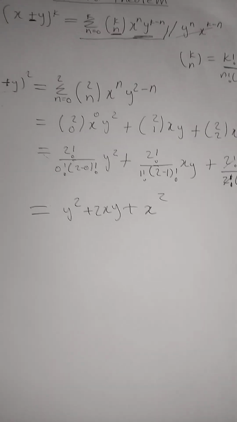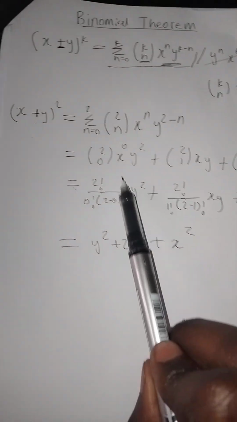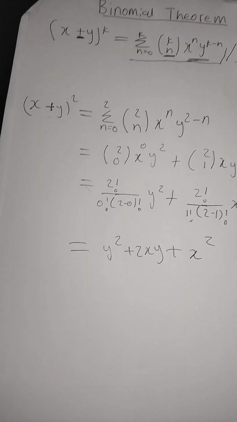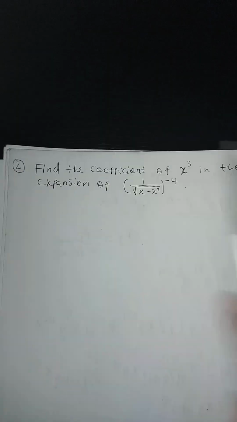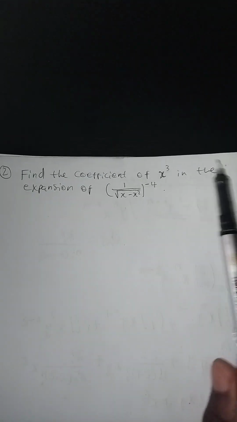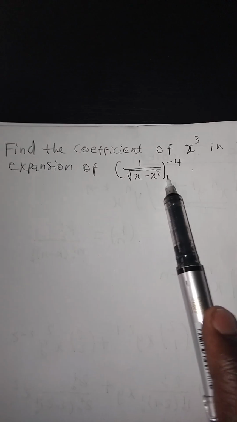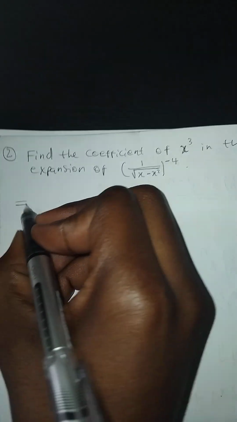Okay, so let's look at another example. This one was a pretty simple example that you can easily work around. Now let's suppose you have another example like this, where you are asked to find the coefficient of x to the third in the expansion of (1 over the square root of x, minus x squared) all to the power negative 4. Copy down this question so that we can start solving it together.